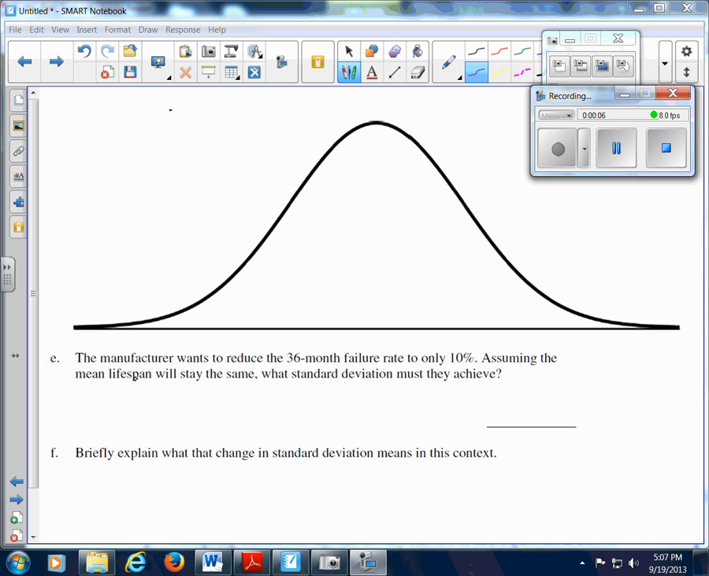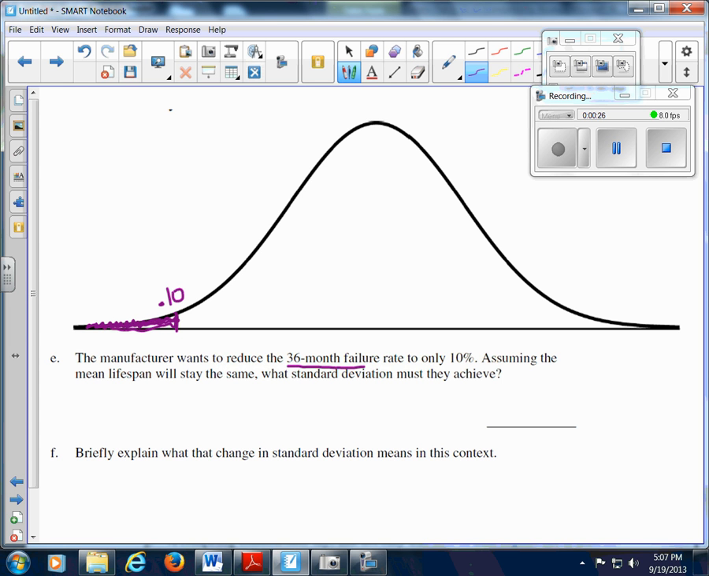What the question here is asking us is they want the 36-month failure rate to only apply to 10%. So 10% is 0.10. What they want is everything before that fails to only be 10% of our copiers. Well, we just found out in part D that the 36-month failure rate is about 19.6% of our copiers.